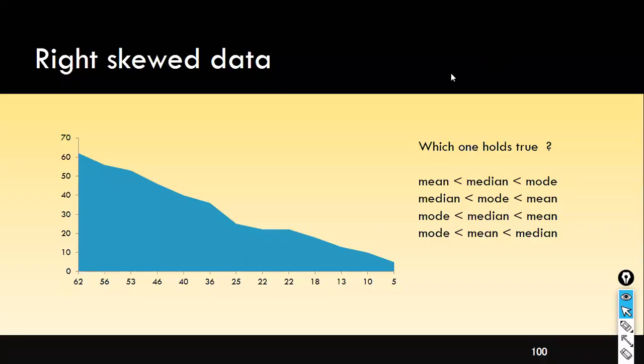First, you tell me where the mode is. The mode is here. I'll give you that clue also. The mean gets dragged towards the right side. The mean is somewhere here. In between the mode and mean, your median is there. That is what I said.